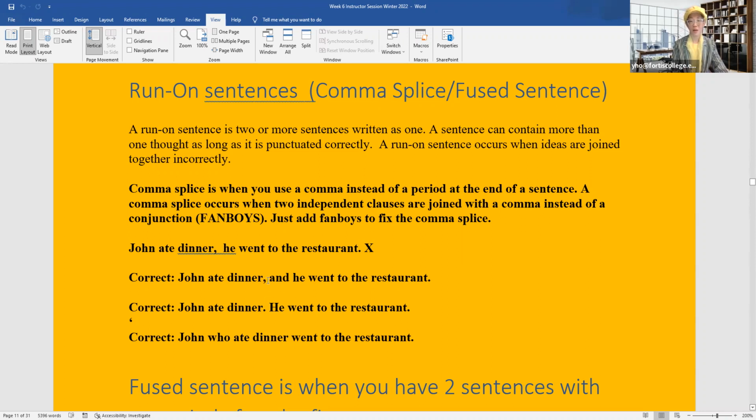So if you want to use a comma, you have to put in FANBOYS. So you remember, when you have a compound sentence and you have FANBOYS, you always have to have a comma before FANBOYS. So: John ate dinner, comma, and he went to the restaurant. If you put in the conjunction and, that makes it a correct sentence. John ate dinner, period. He went to the restaurant. That's also correct. So if you put a period at the end of the sentence, that makes it correct. So you can correct a comma splice either by putting a period or adding a coordinating conjunction.